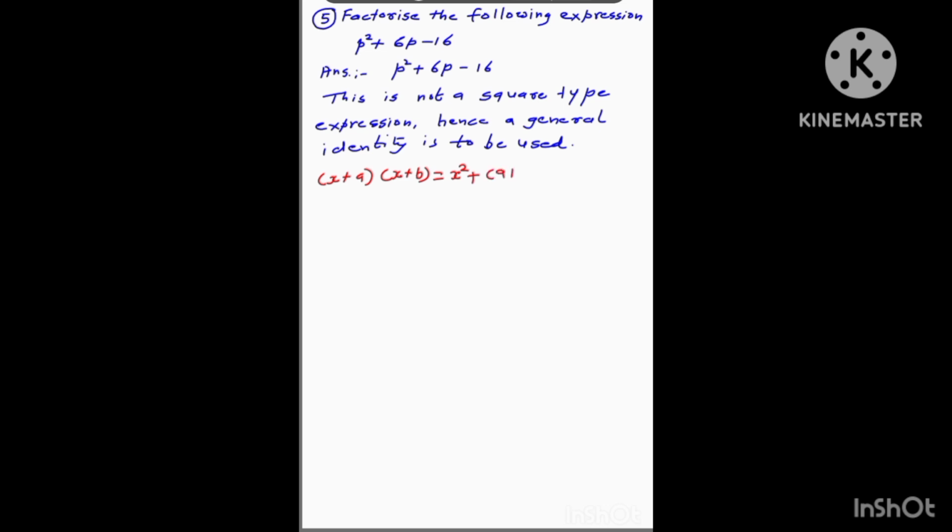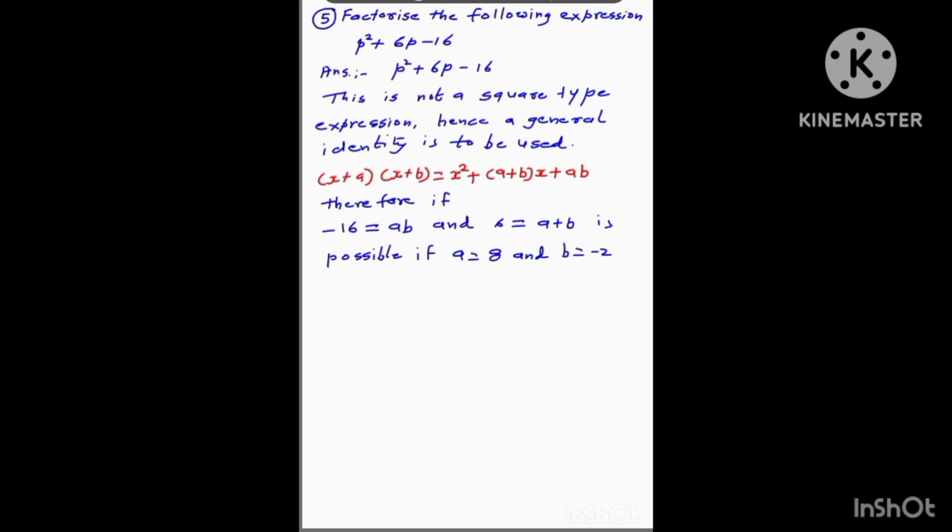This is the identity: x plus a into x plus b is equal to x square plus, in bracket, a plus b, x plus ab. Okay, you can go and check in another video that this is the general form of the identity. It's given somewhere, or write to me in the comment section, and I will explain it to you. Therefore, minus 16 is equal to ab and 6 is equal to a plus b, so you have to find two numbers whose product is minus 16 and sum is 6. So the numbers are, if a is equal to 8 and b is equal to minus 2, remember the sign, then minus 16 will be 8 into minus 2, and 6 will be 8 minus 2. So our job is over.